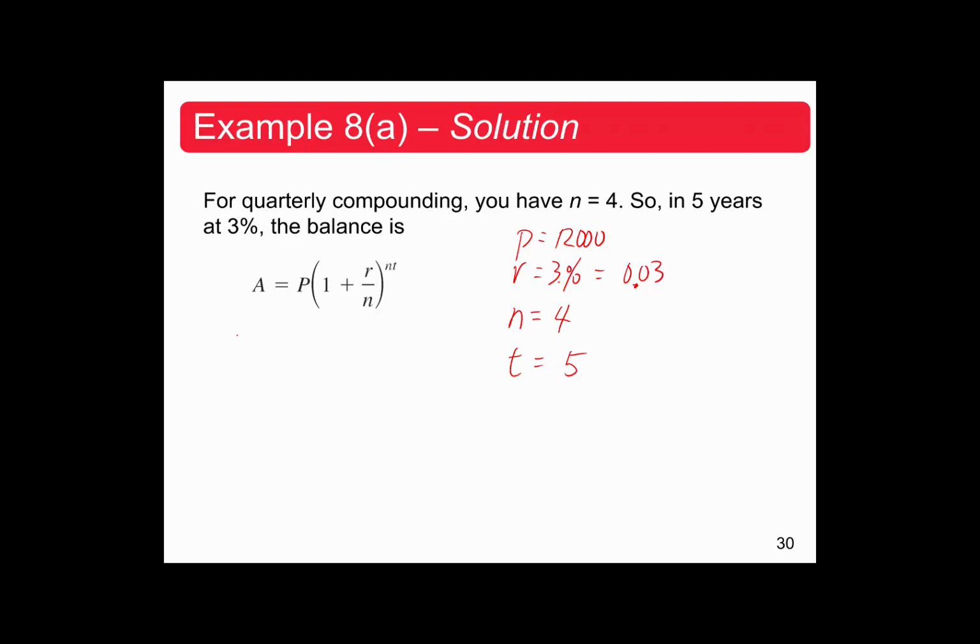So now you plug the numbers into the formula: 12,000 times 1 plus the rate 0.03 divided by 4. And then that's to the power NT, right? NT should be 4 times 5. If you simplify, that should be 12,000 times 1 plus 0.0075 to the 20th power. And you get this result right here.